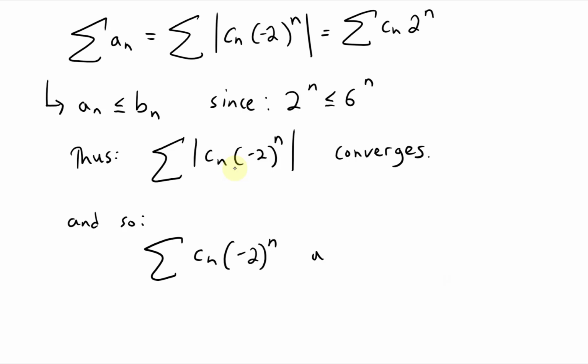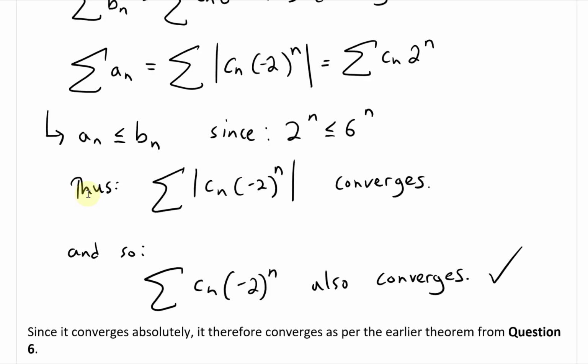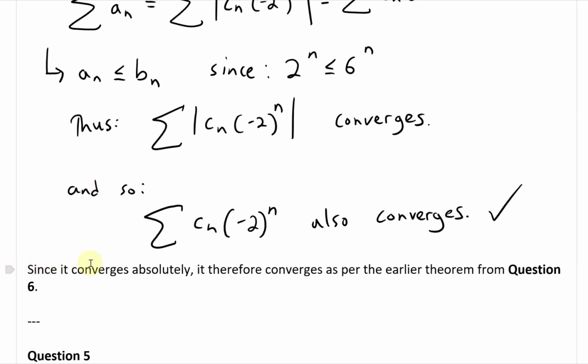Yeah, right. This also converges. All right, and that's a check mark. So that is true. And we could read this over here. Since it converges absolutely, it therefore converges as per the earlier theorem from question 6. That was basically if it absolutely converges, then it converges.